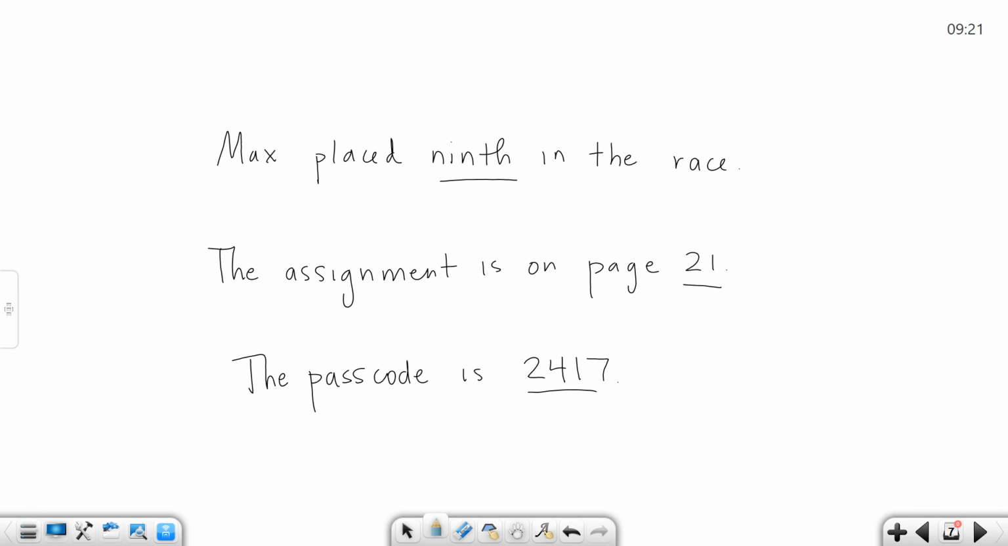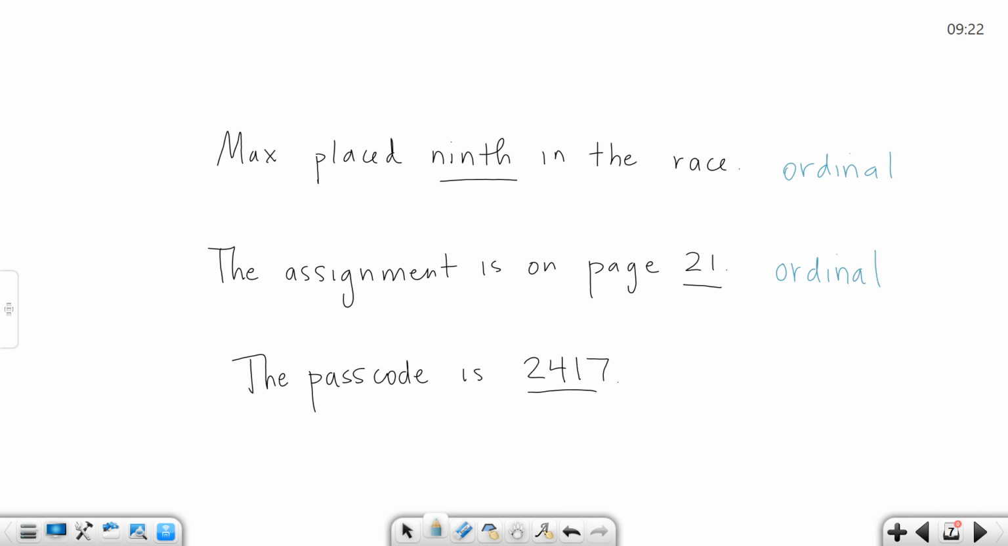So, for example, if Max placed 9th in the race, that was an order, and so this would be an ordinal number. If the assignment is on page 21, well, 21 is more than 20, right? It's an ordinal. It's a place in the book. So this is also an ordinal one.